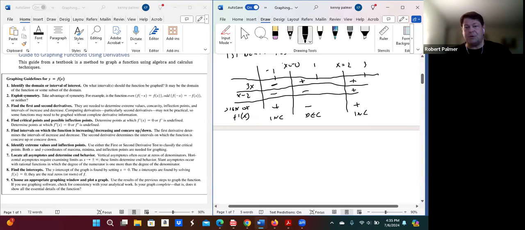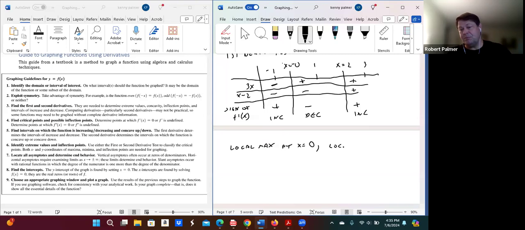Okay, so the function goes from increasing to decreasing. So that means we have a local maximum value at x equals 0. And then it goes from decreasing to increasing. That means we have a local minimum at x equals 2. Okay, good. So that's what the first derivative test told us.